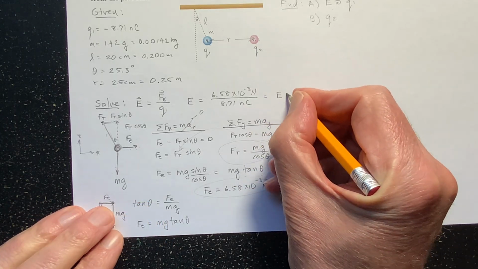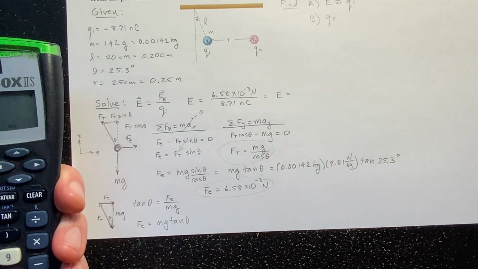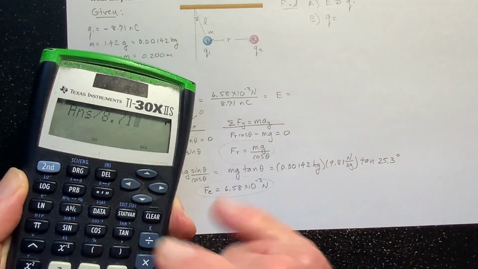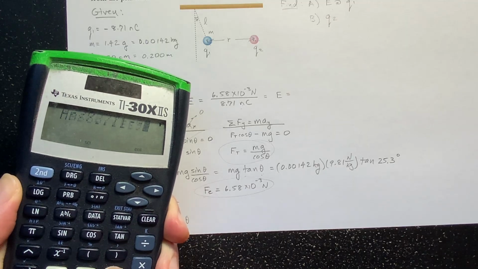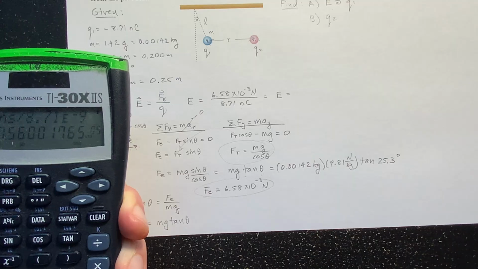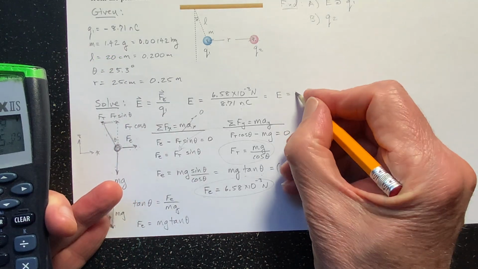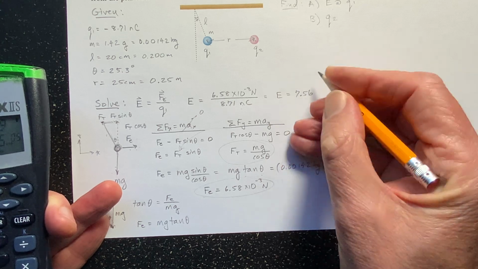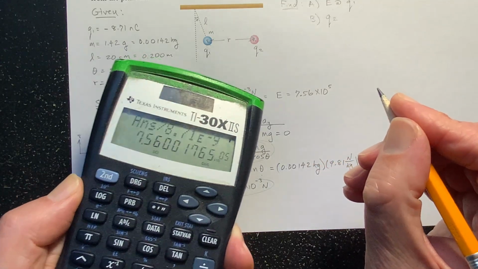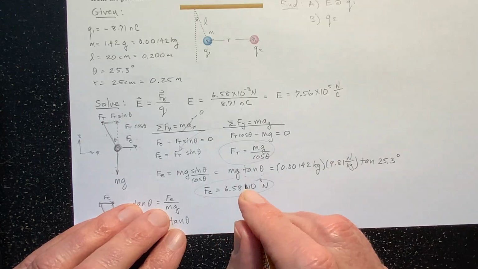So E is equal to, let's see, divide by 8.71. Now, 8.71 nanocoulombs, so times 10 to the negative 9, equals. And we get 7.56 times 10 to the 5. So it's big. Newtons of force for every coulomb of charge.